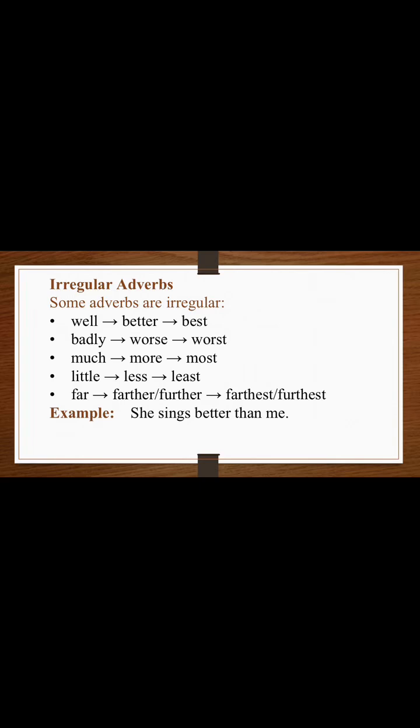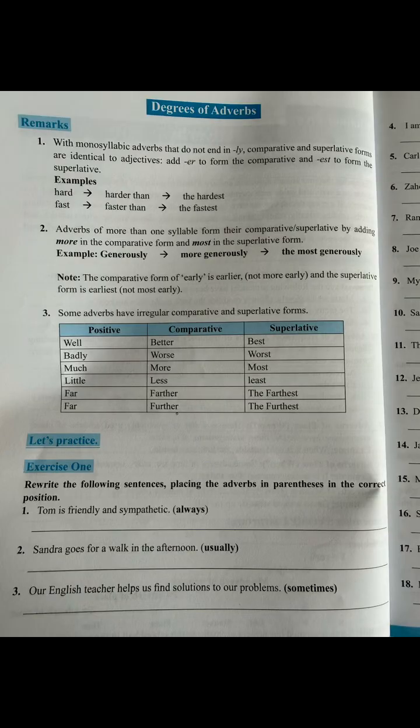Now the irregular adverbs. Some adverbs are irregular. For example, well, better, best; badly, worse, worst; much, more, most; little, less, least; far, farther than or further than, farthest or furthest. Example: she sings better than me.